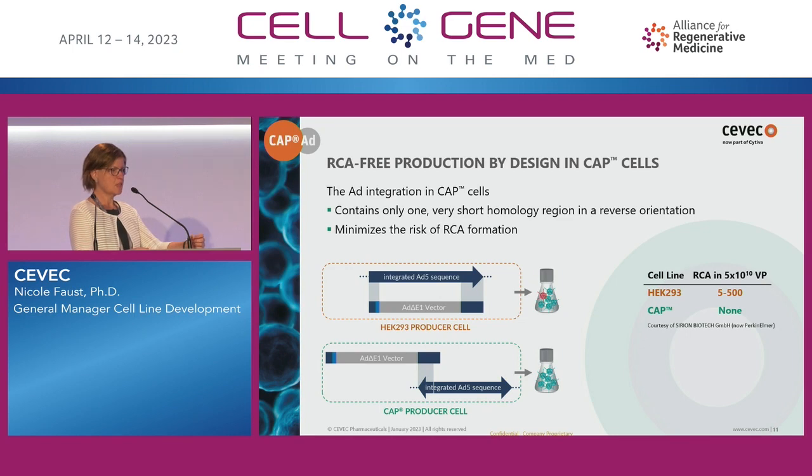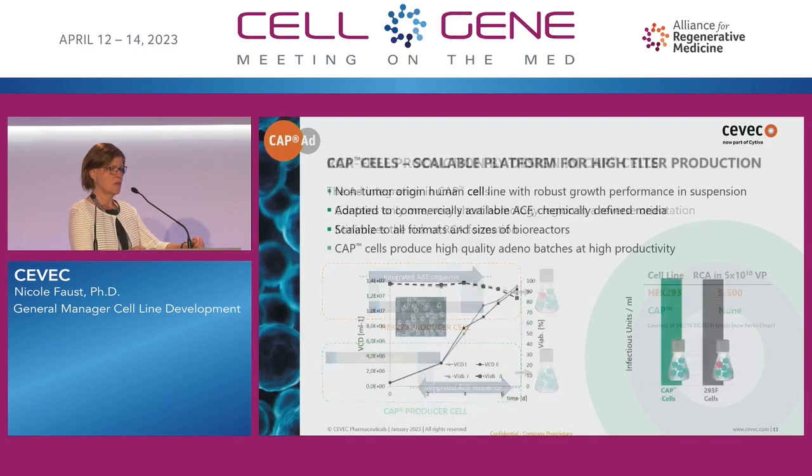The CAP cells were actually by design modified to avoid this. So they don't have two homology arms. There's only one very small homology region, so this avoids any homologous recombination. When we analyze these 5 × 10^10 VP, this is the standard analysis, basically the threshold you have to meet, we don't find replication-competent adenoviral particles. And of course, productivity has to be maintained.